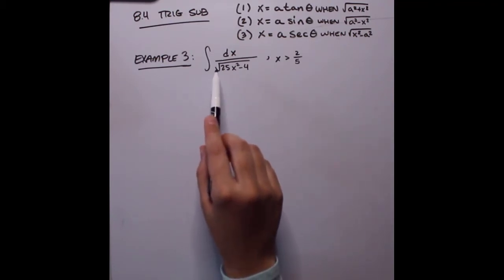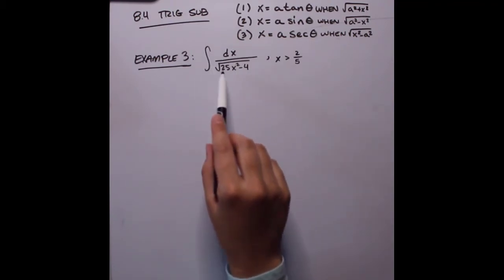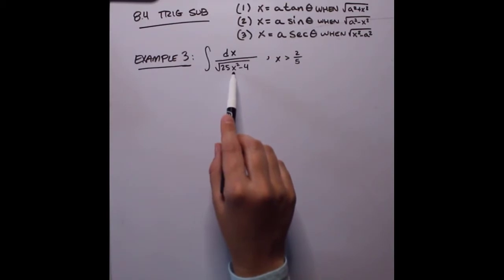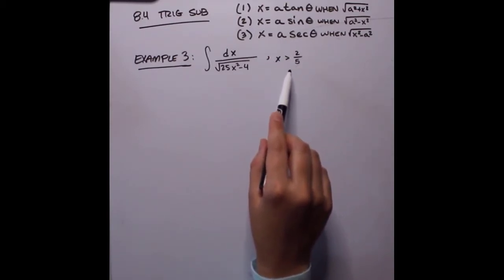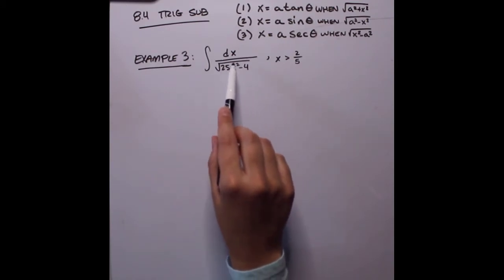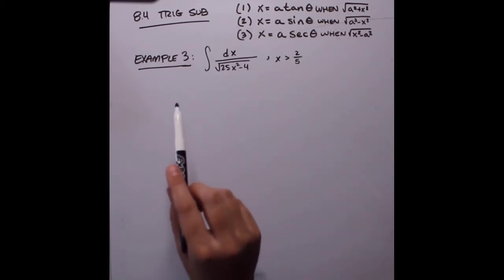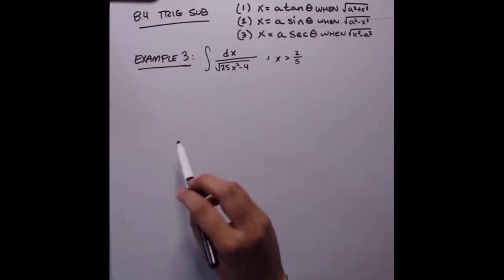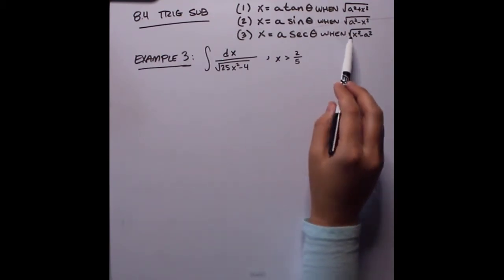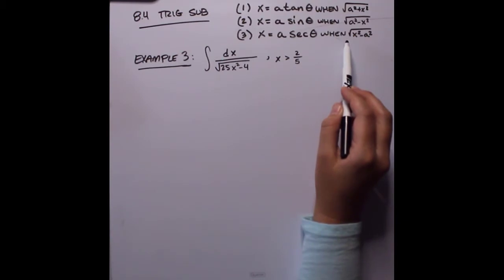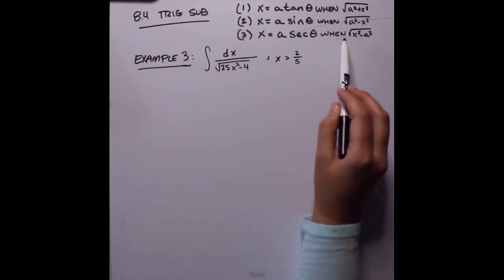We're going to integrate dx over the square root of 25x squared minus 4, and just a note that x is greater than 2/5 in this case, just to make sure that this quantity is real. Before we get started on this one, this doesn't quite look like any of our formats for when we know we're going to plug in our trig functions, but we can make it look more familiar.